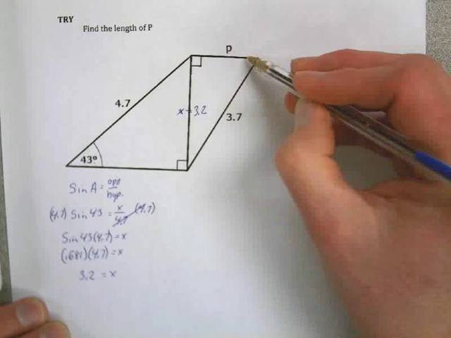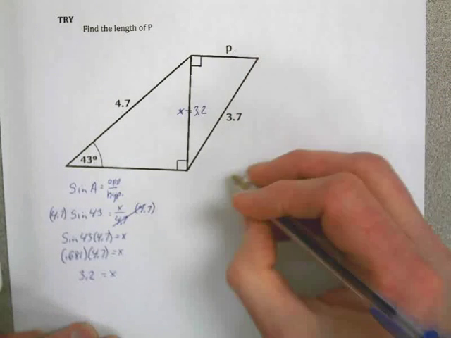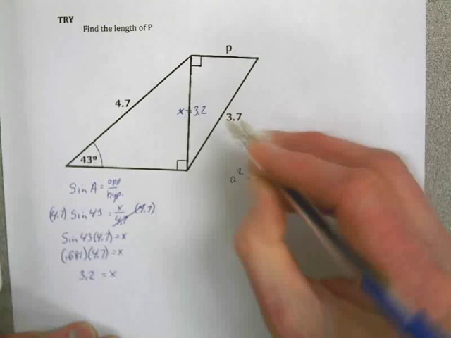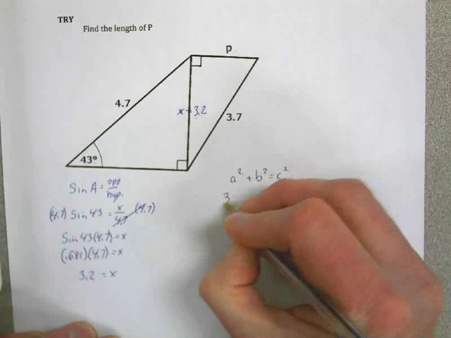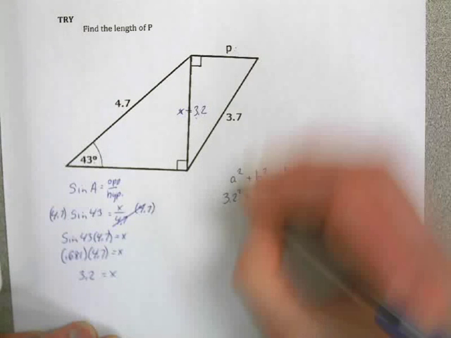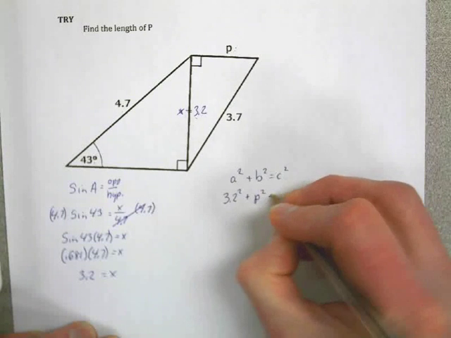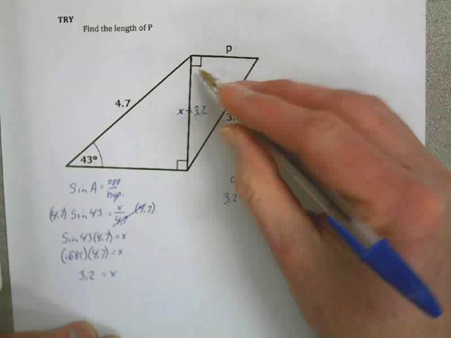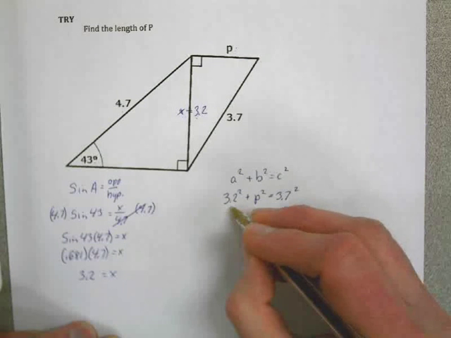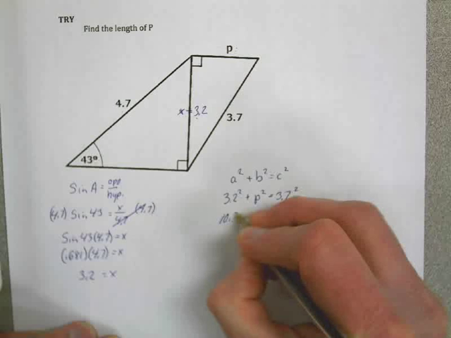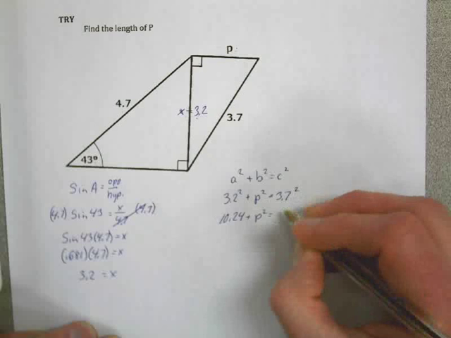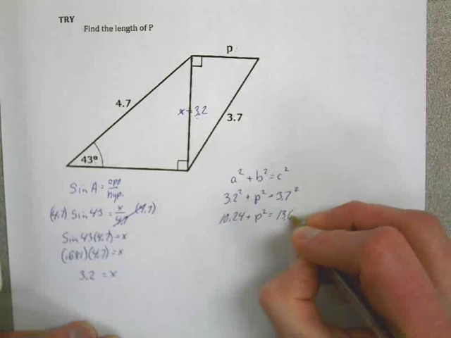Now I don't have angles here, but to find out P, I can do my Pythagorean theorem, a squared plus b squared equals c squared. This is my a, so it's going to be 3.2 squared. I do not know b, which is my p, so I'm going to put down p squared. This is my longest side because it's opposite the right angle, that's my c, so that's going to be 3.7 squared. 3.2 squared comes out to be 10.24 plus p squared, and 3.7 squared comes out to be 13.69.